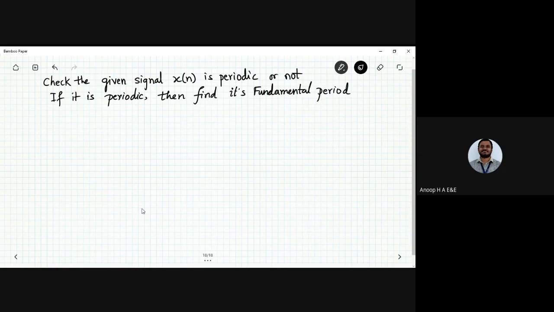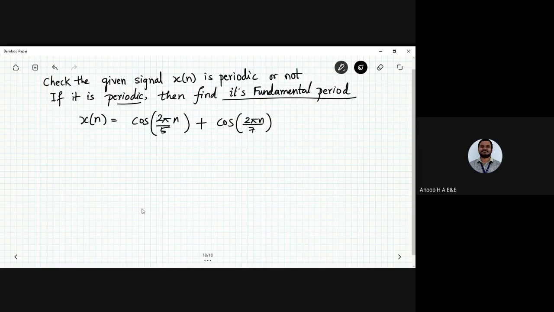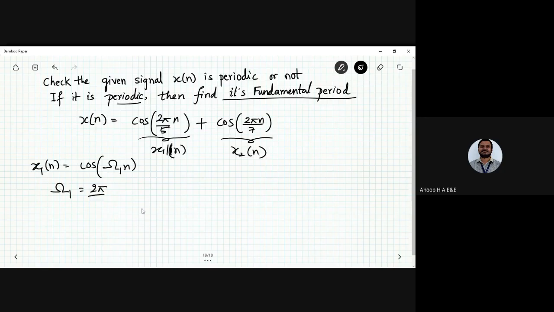So I'm going to give a problem where you have x of n. It is a discrete time signal. It looks like cos of 2 pi n divided by 5 plus cos of 2 pi n divided by 7. If you observe carefully, this is x1 of n and this is x2 of n. So x1 of n is cos of omega 1 into n, where omega 1 is 2 pi divided by 5.